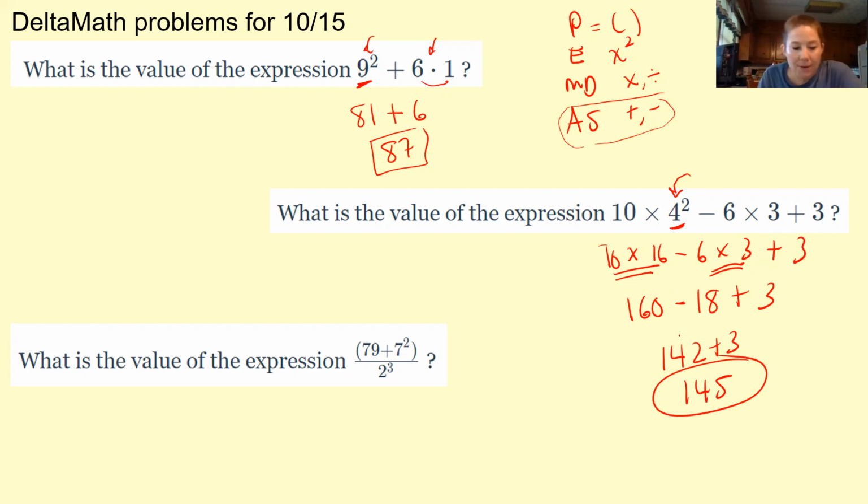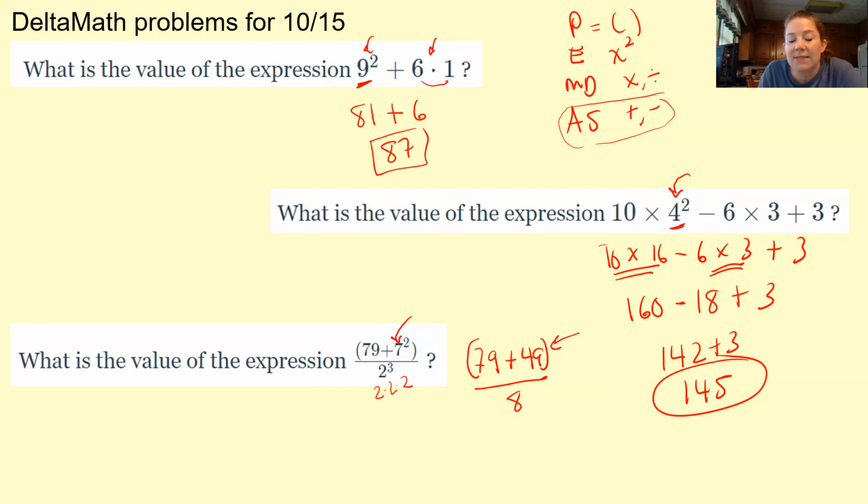Okay. So what is the value? So remember, we do parentheses first. However, within the parentheses, we do have an exponent. So we are going to go ahead and square 7. So we're going to do 7 squared plus 49 and keep that together. We can't divide by 2 to the 3rd power until we keep this together. So then we have another exponent, 2 to the 3rd power. 2 times 2 times 2 is 8. So now this stays together.